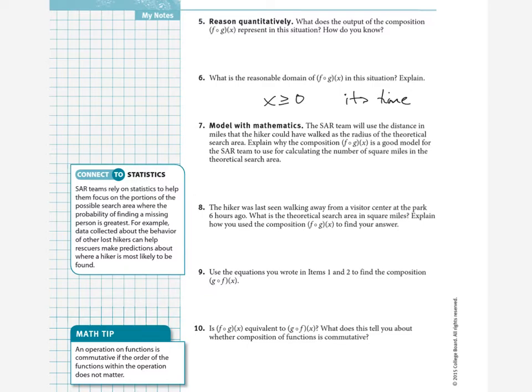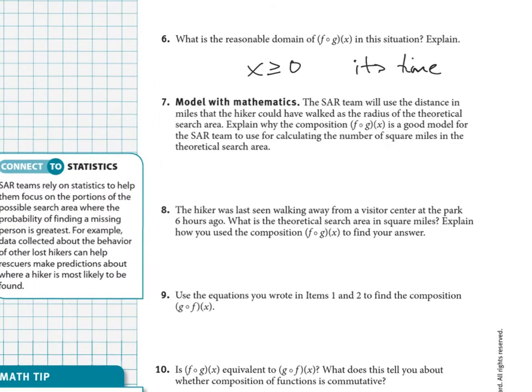For number 7, they want to use the distance in miles a hiker could have walked, which makes sense. So if I want to figure out the distance, that's how we can figure out the search. They say explain why the composition is a good model for the rescue team to use. It's because you can put in the hours, that was our domain, to find the area. We don't have to know anything other than how long this person has been missing, and now I can say, well, now we need to search this many square miles.